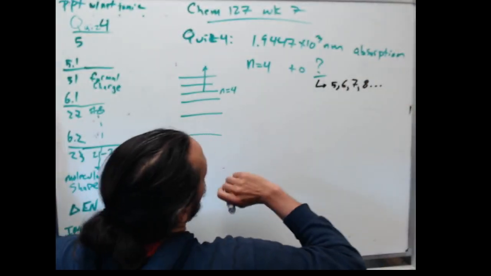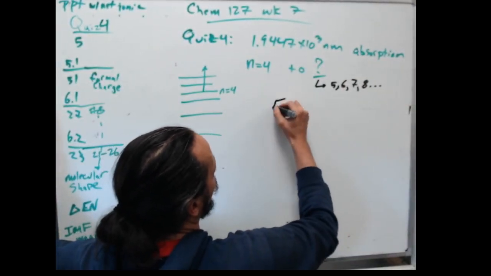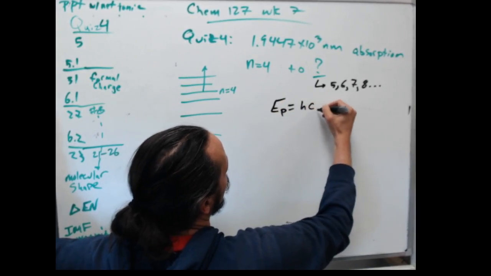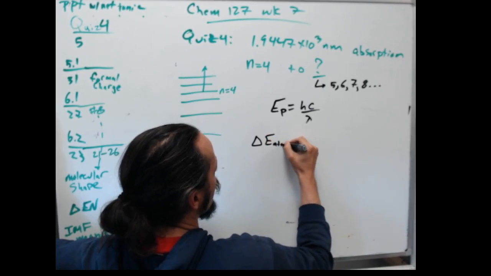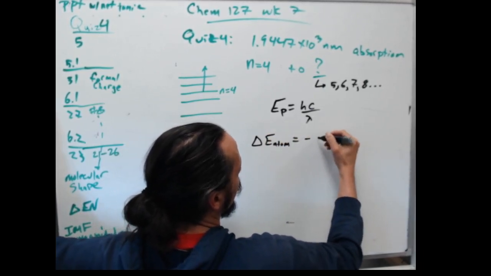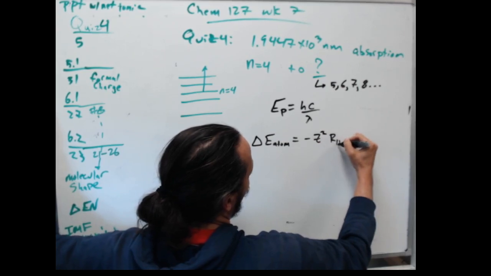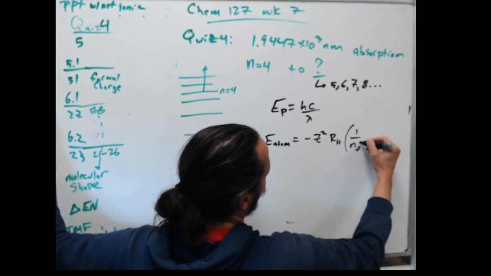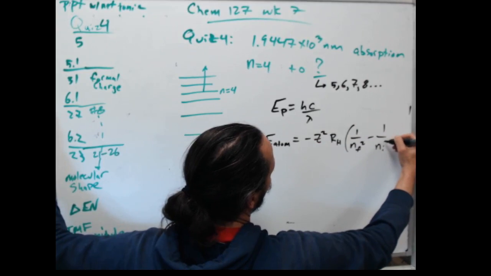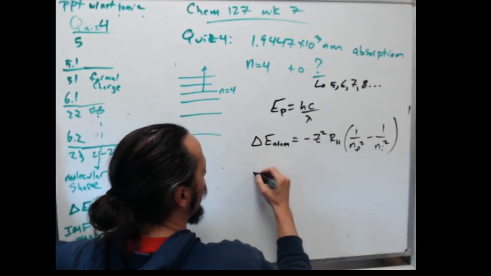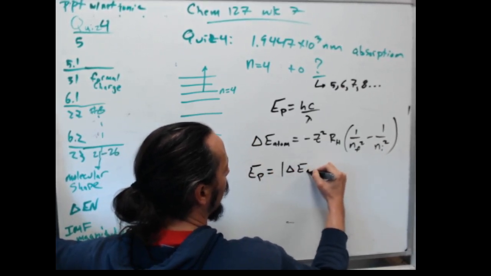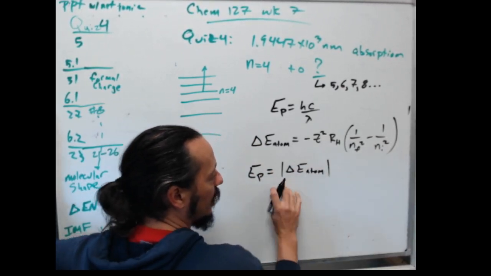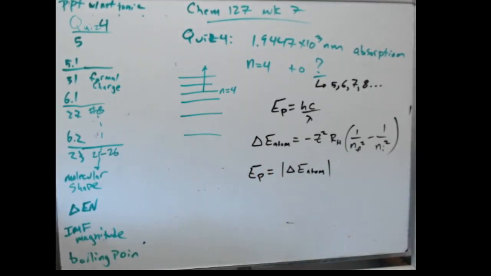Now, in this situation, we've got 3 different things that we're thinking about. We've got our energy of the photon is equal to hc over lambda. We've got our change in energy of the atom is equal to negative z squared Rh times 1 over n final squared minus 1 over n initial squared. And then we've got the important one: the energy of the photon is equal to the absolute value of the change in energy of the atom. And I think this last bit is the one that really messes people up, because it's that absolute value.